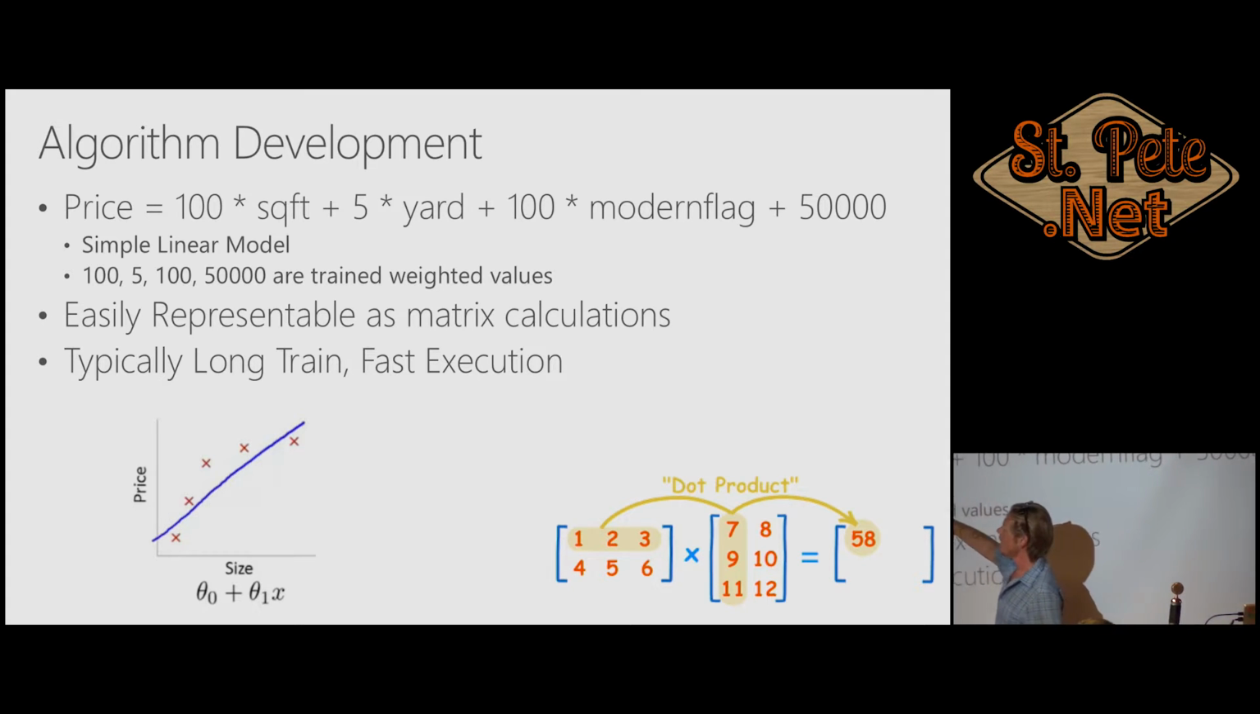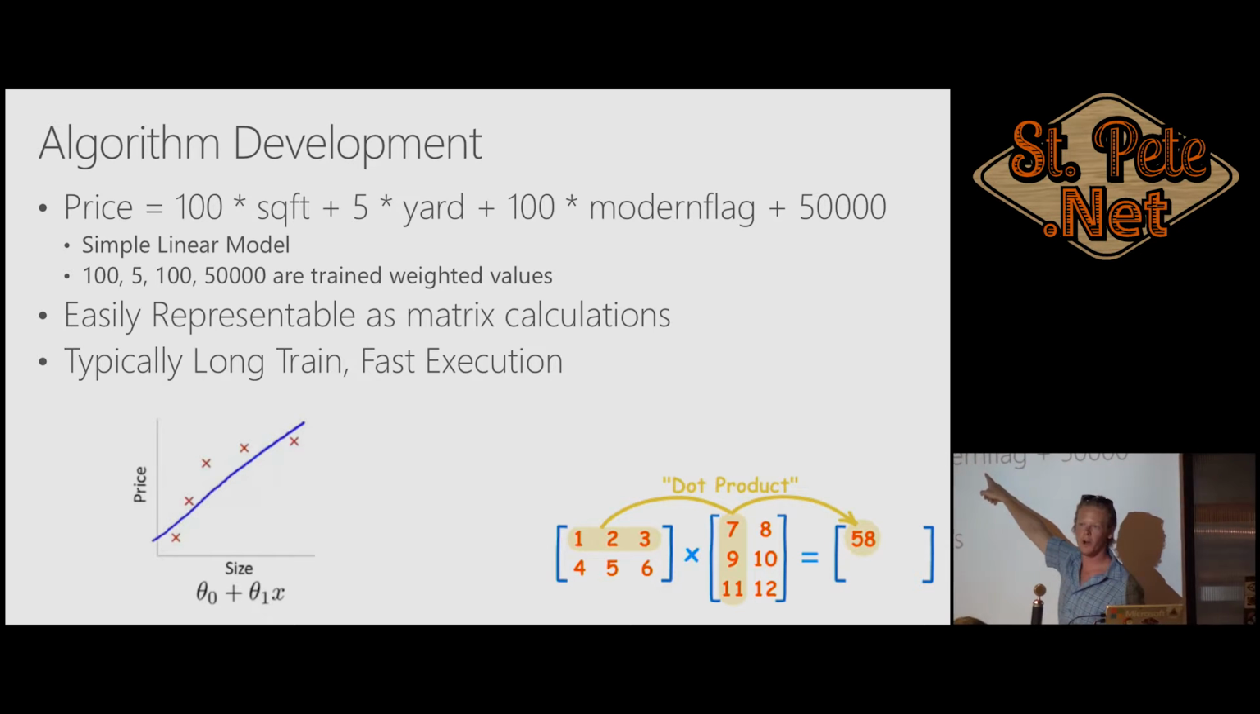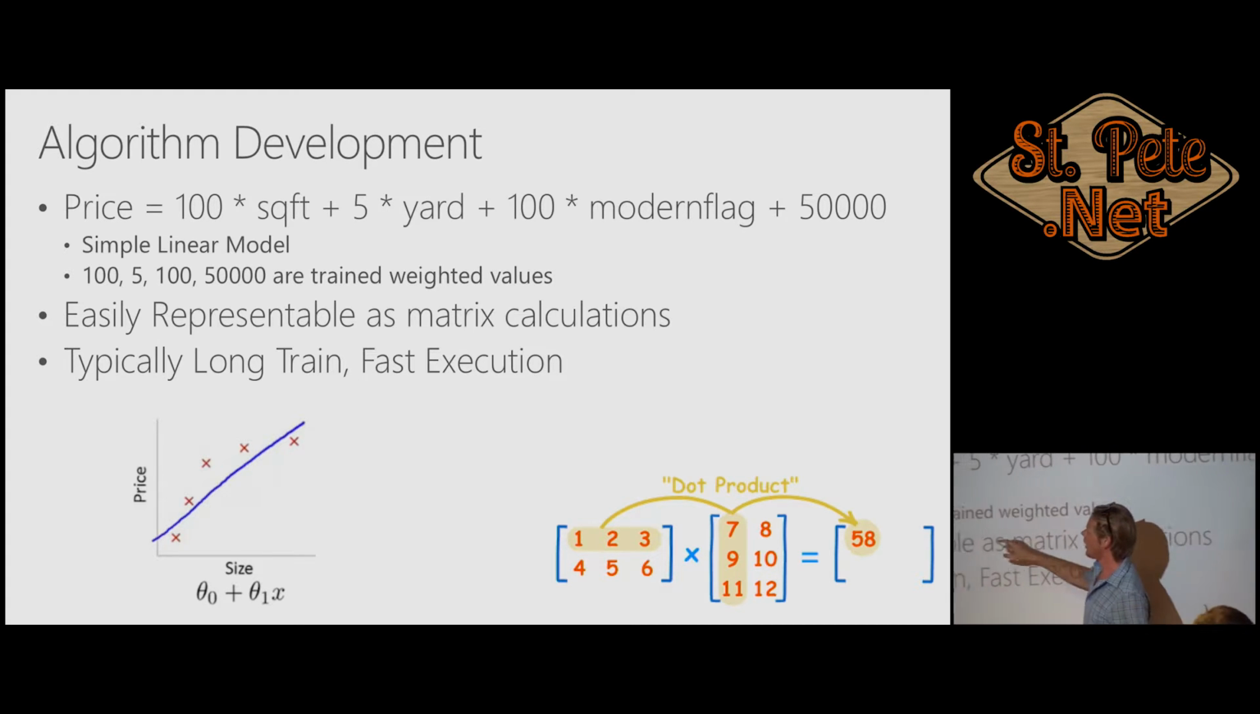And it's basically, hey, we figured out there's 100 times the square foot plus 5 times how big your yard is plus 100 times whether or not it's modern or updated, so a 1 for modern or a 0 for not modern, plus 50,000. So what you get are 100, 5, 100, and 50,000 are these trained weights.